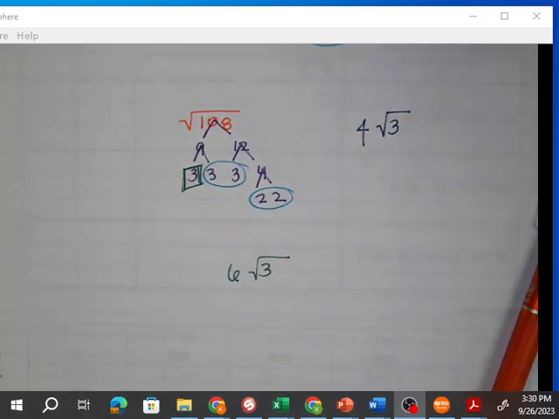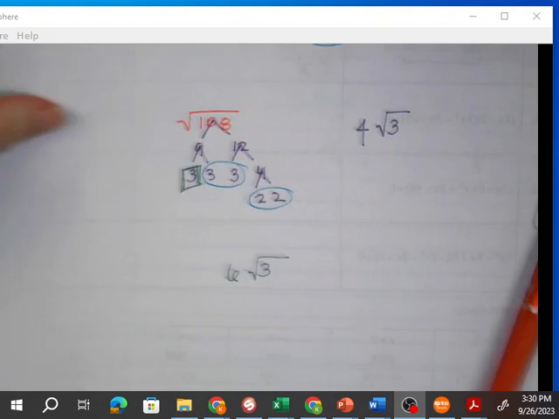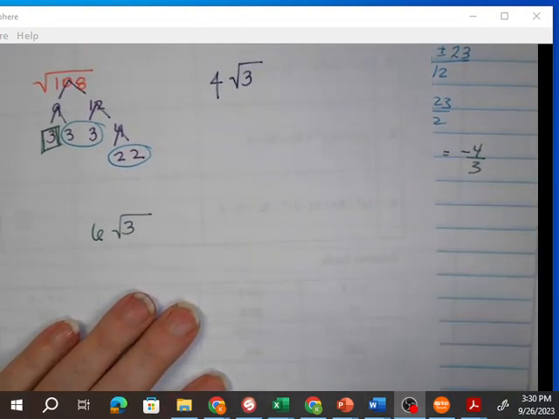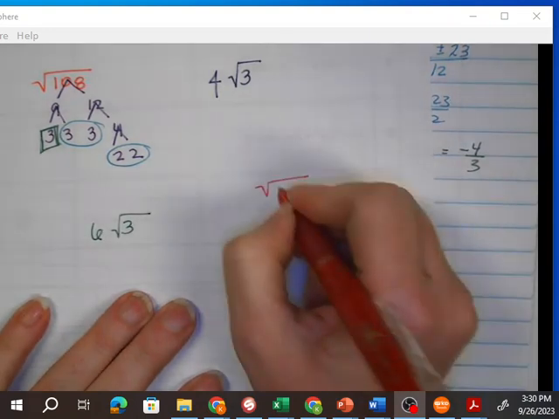Everybody okay? All right, you want to do one by yourself? Let's do one by yourself. How about square root of 180?